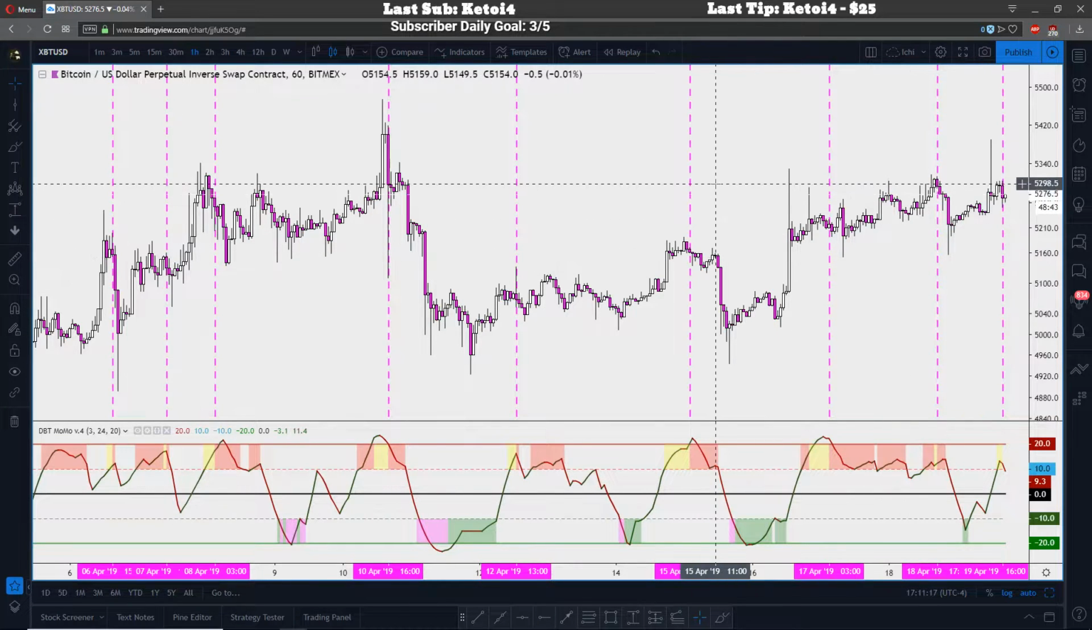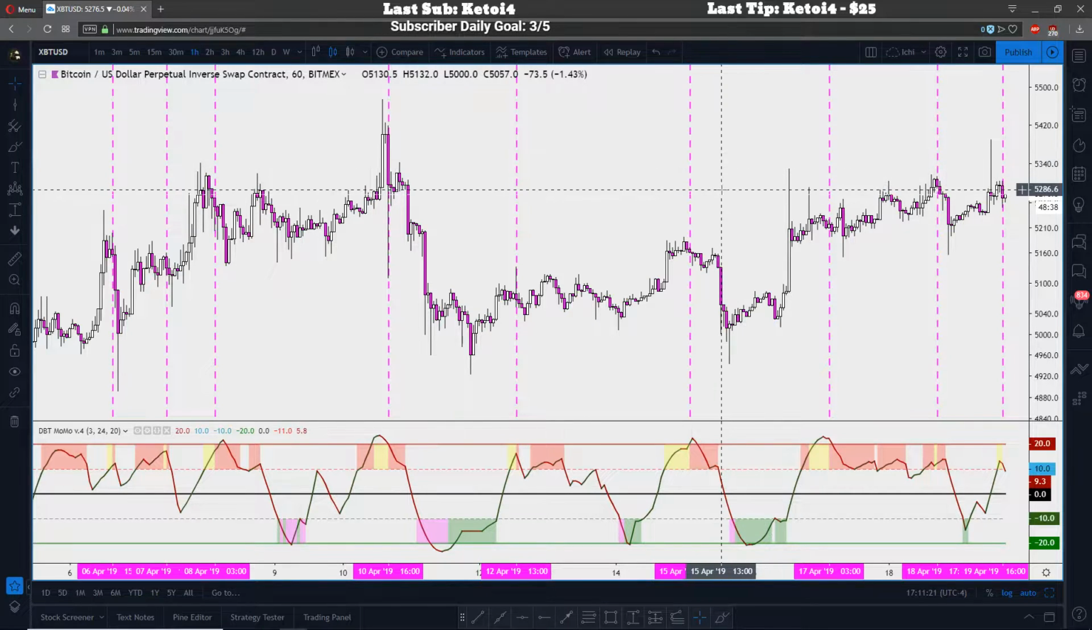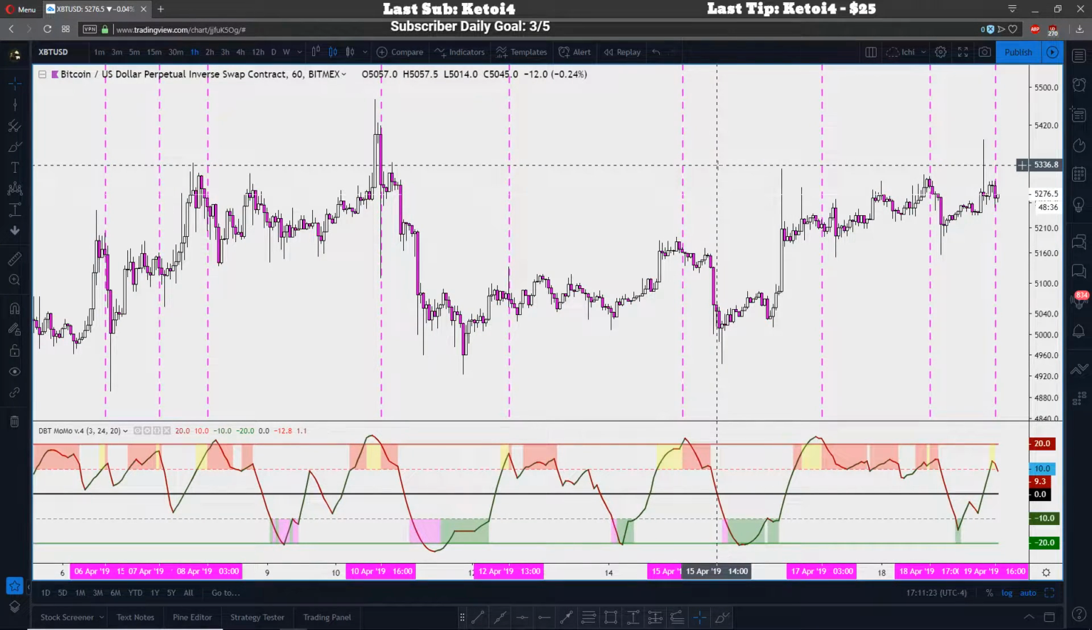So the crazy thing about these, both tops and bottoms, when it gives you the signals for the bullish reversal or the bearish reversal.